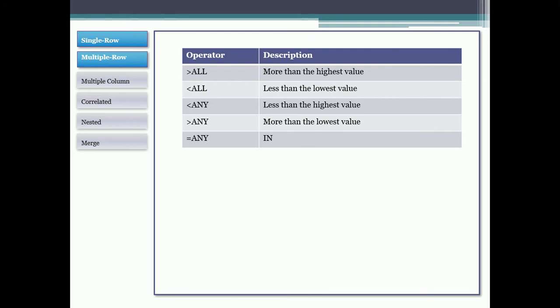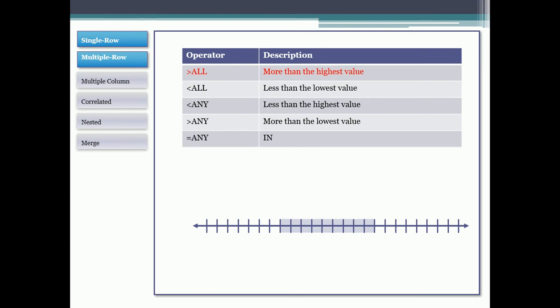There are other operators that you can use. These are some of the operators that you have available for you in multi-row queries. You have greater than all, less than any, greater than any, equal to any. These don't work in all database engines, but they'll work in some of them. So greater than all is when you have your result set, it's going to be all the values that are greater than the highest value. And then likewise, less than all is going to be all the values less than the lowest value.